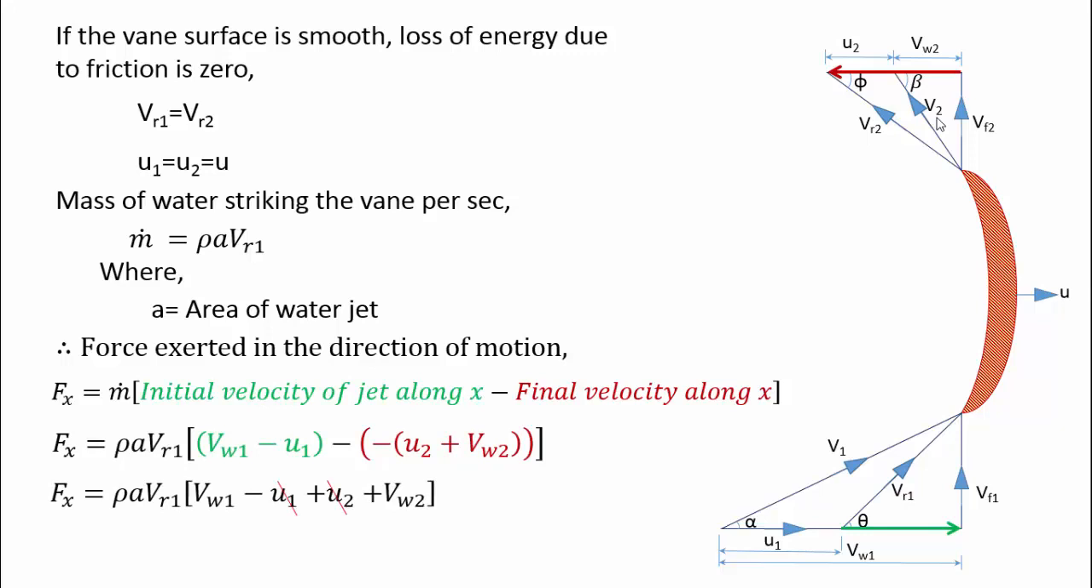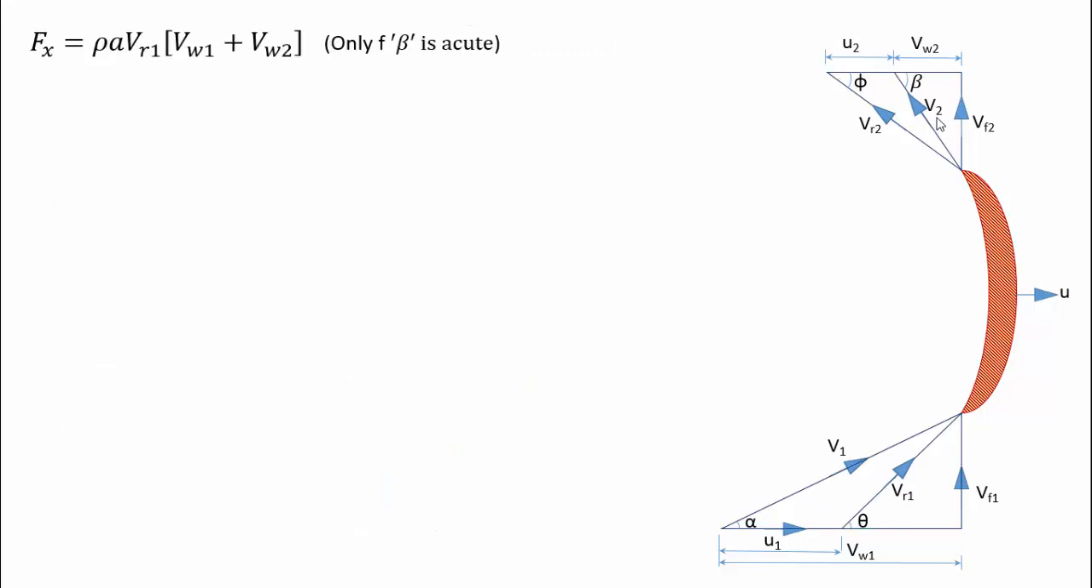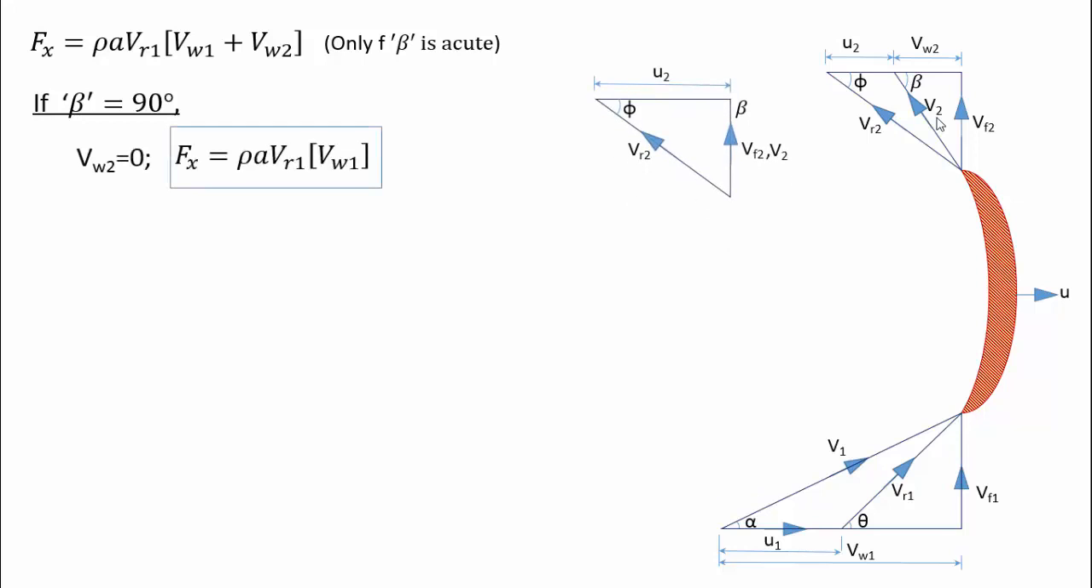Hence the force exerted by the jet on a symmetric vane is equal to rho a vr1 into (vw1 plus vw2). This equation is valid only if the vane angle at the outlet, beta, is acute. If the angle beta is 90 degrees, the vw2 becomes 0. And the equation becomes as follows.